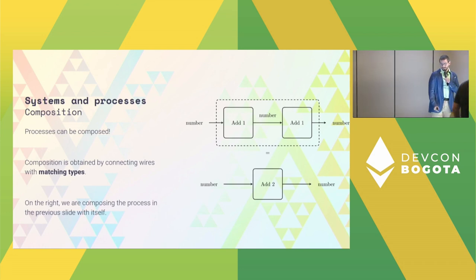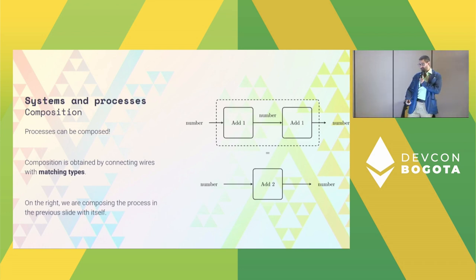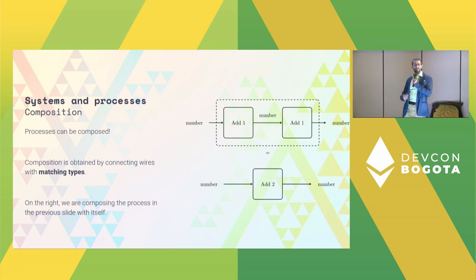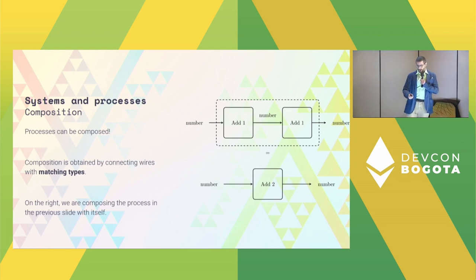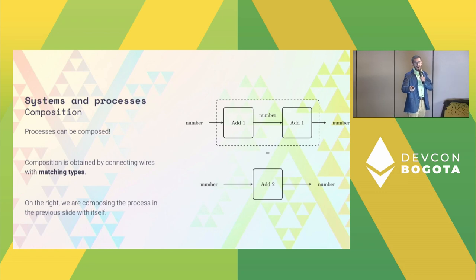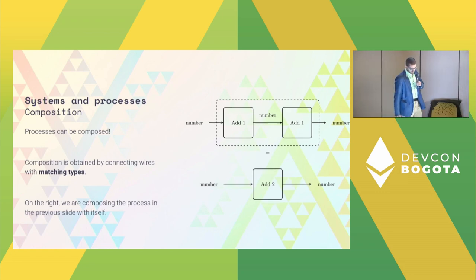So for instance, in here, we take this process, we notice that it needs an input that is a number and spits out an output that is a number. And we realize that, oh, we can actually pipe this process with itself. And if we do that by just concatenating the boxes, you see that this will be equivalent to the process that adds two to your input.